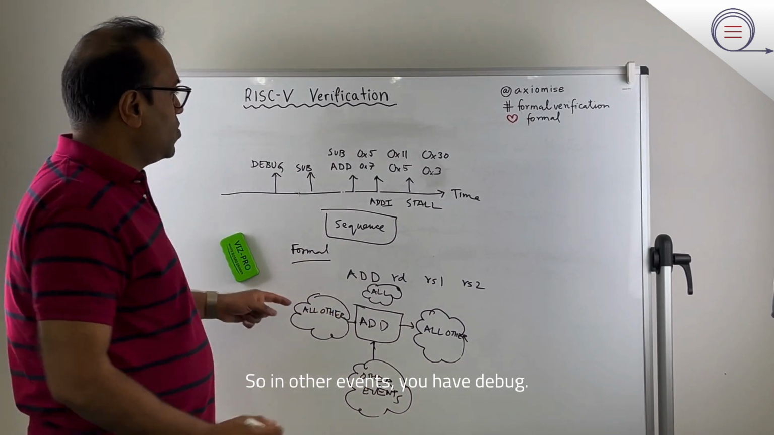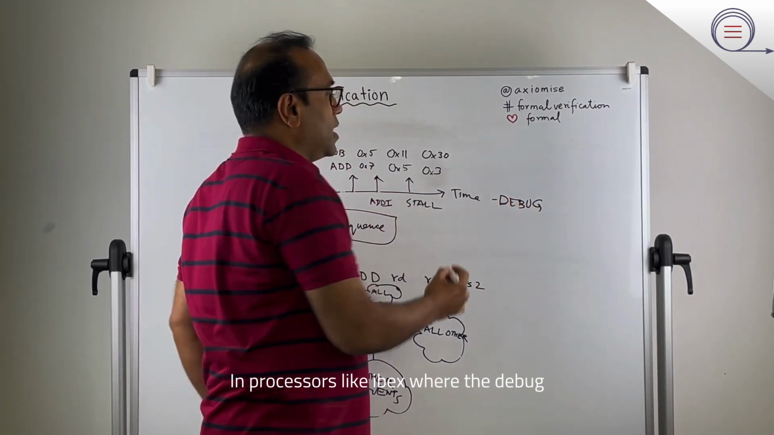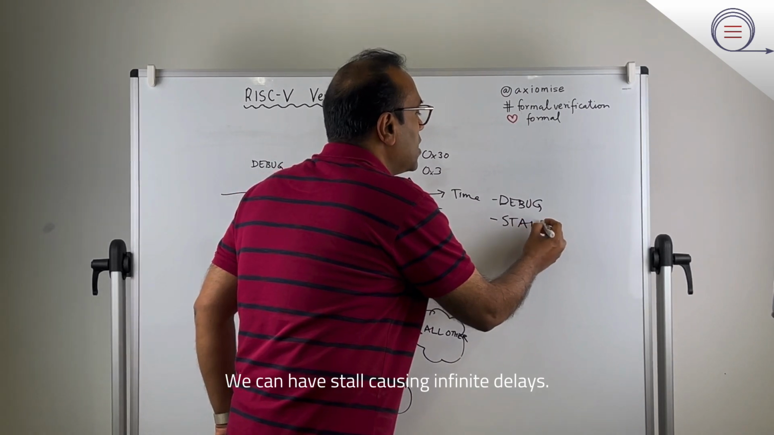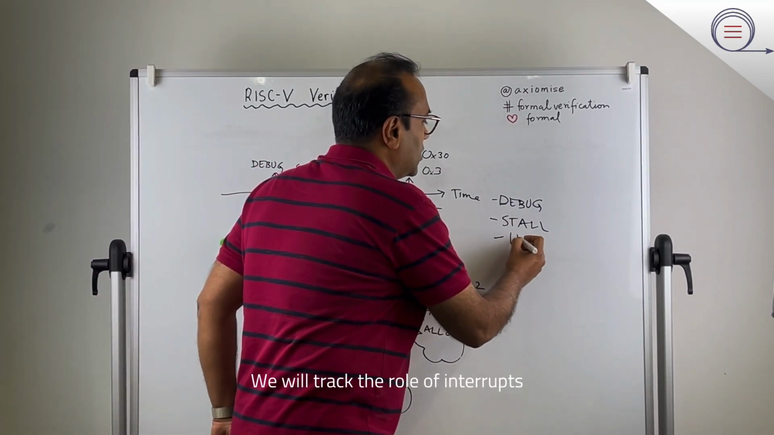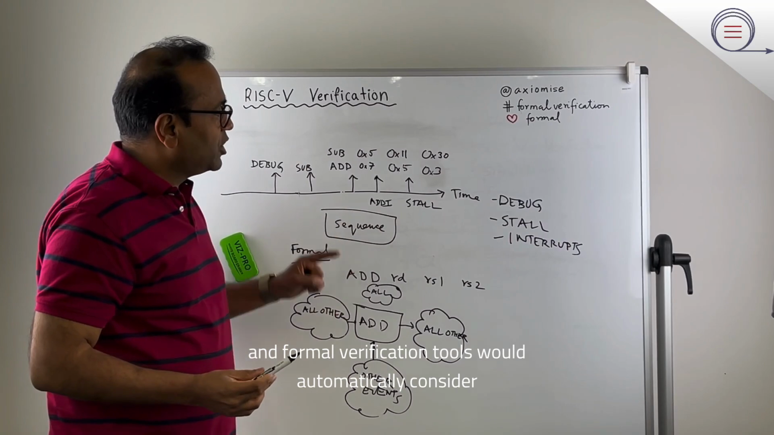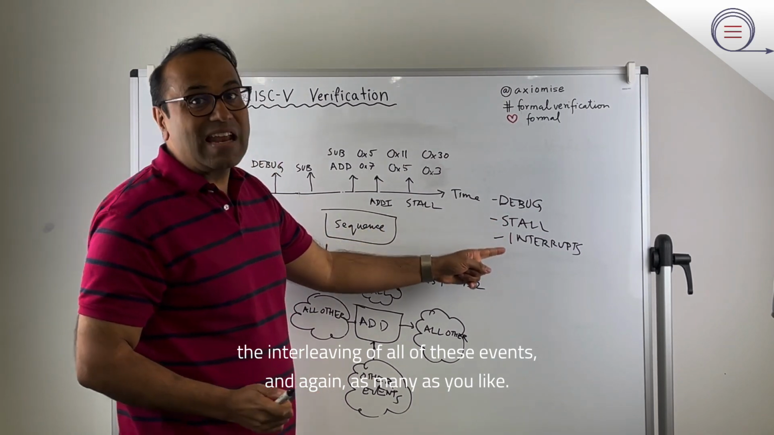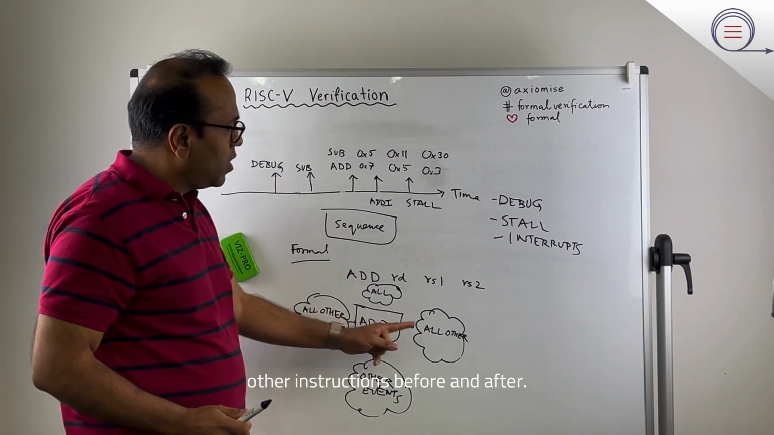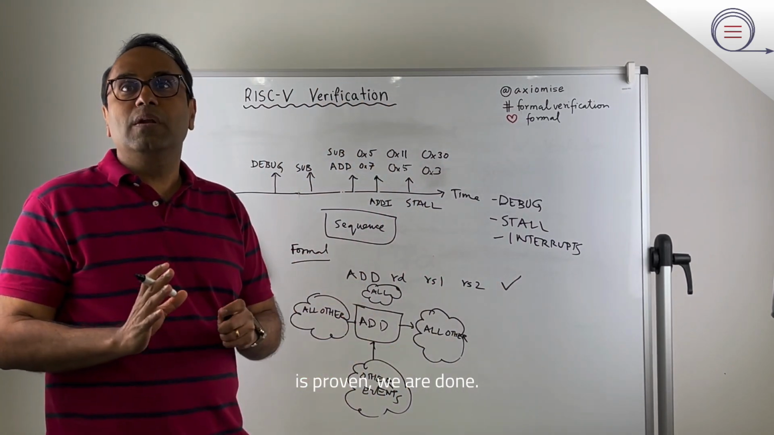So in other events, you have debug. And as you know, we caught bugs in processors like IBEX where the debug was causing the processor to fall apart. We can have stall, causing infinite delays and lockups that simulation won't be able to catch. We will track the role of interrupts, and formal verification tools would automatically consider the interleavings of all of these events, and again, as many as you like, infinitely many, with the interleaving of all other instructions before and after. And then if you get a formal tool to say, yes, an add instruction is proven, we are done.